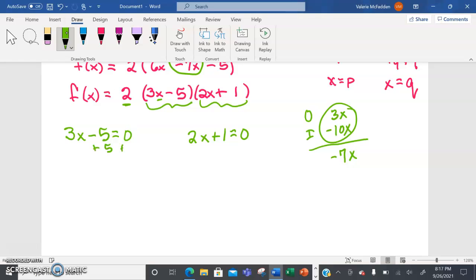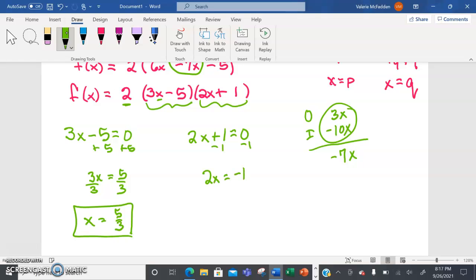So we add 5, 3x equals 5. Divide by 3, x equals 5/3. And there we have one of our x-intercepts. Subtract 1, 2x equals -1. Divide by 2, and x equals -1/2. And that is the other x-intercept.